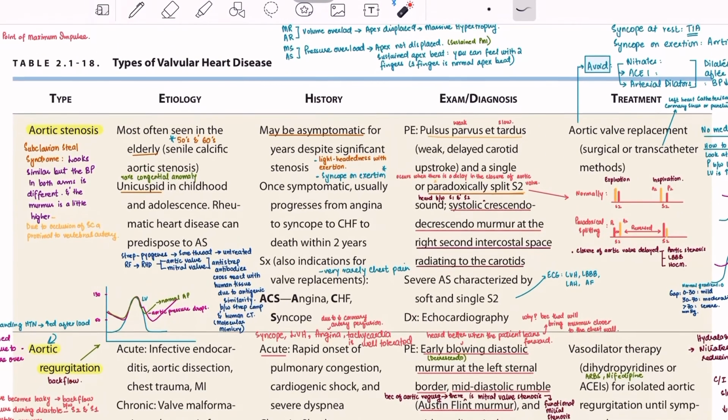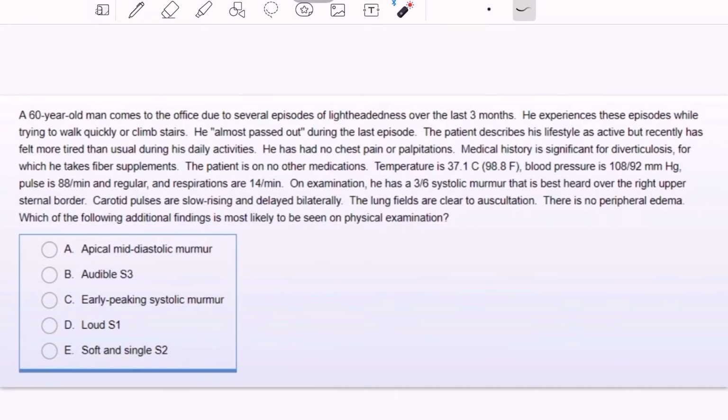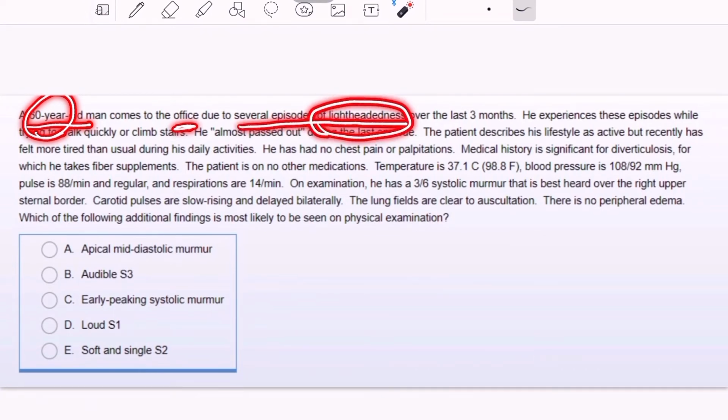Now that we have a good understanding of aortic stenosis, I want to solve a question with you guys. I have taken this question from UWorld, and let's talk about it. A 60-year-old man, so senile man, comes to the office due to several episodes of lightheadedness. So several episodes of lightheadedness over the last 3 months.